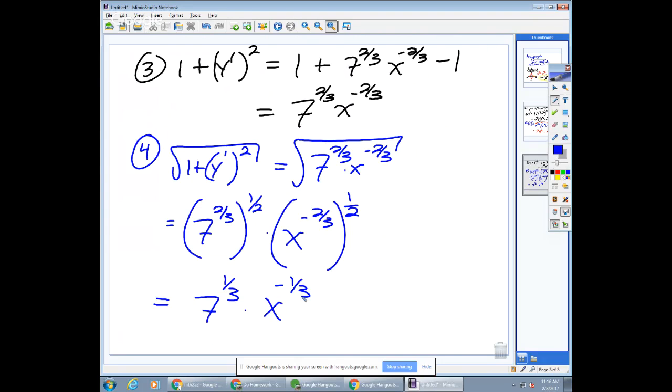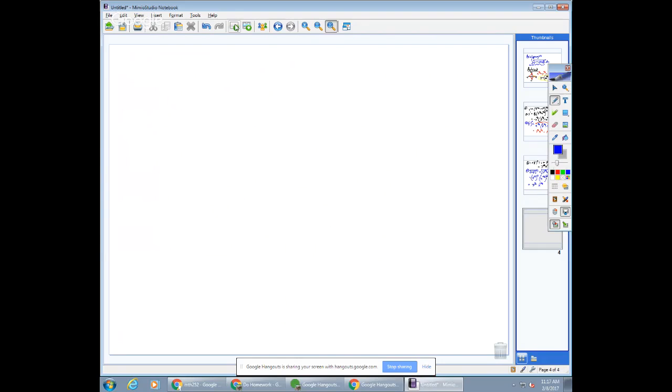How we doing? Not too bad? Isn't this exciting, all this canceling stuff? And that's my integrand, right? That's the next step, to integrate that. All right, so I want to integrate 7 to the 1/3 times x to the negative 1/3 with respect to x.